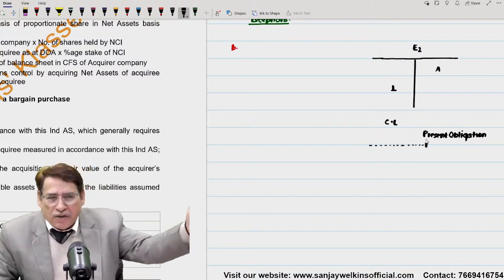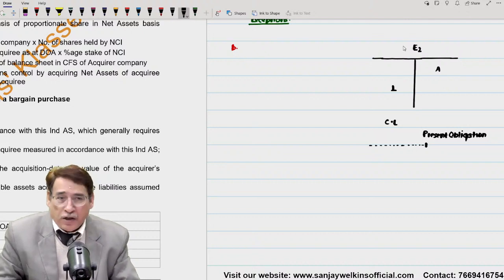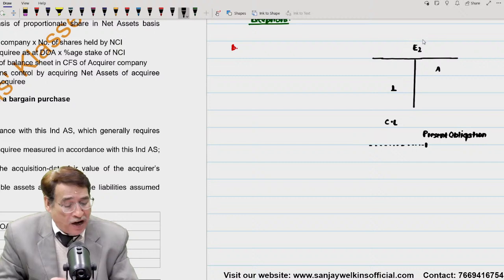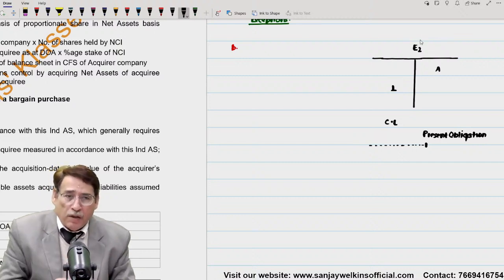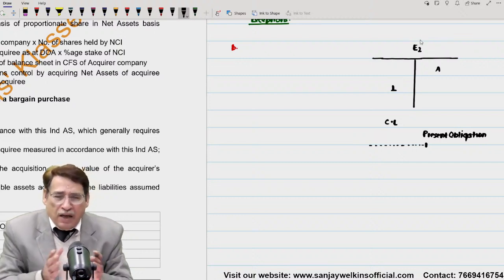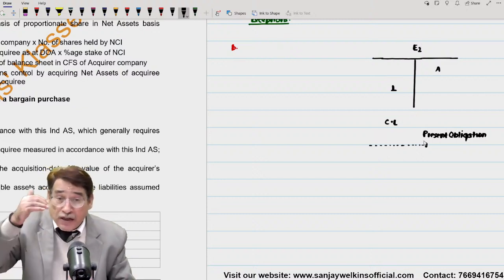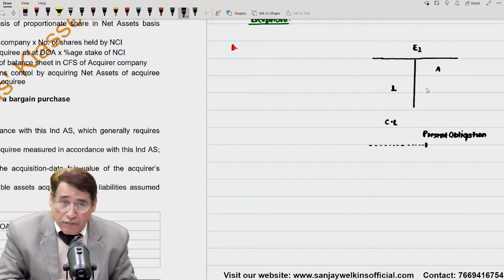Let us say a customer has filed a case on your entity. You are E2 entity, the acquiring entity, and your customer has filed a case upon E2. Clear? And the case is still pending. So there is a present obligation because a case has been filed by the customer.